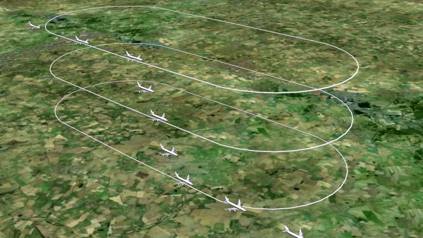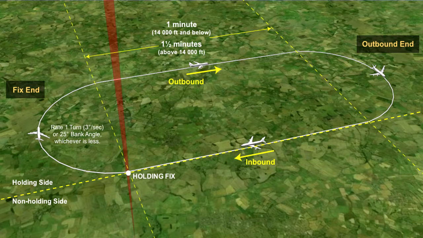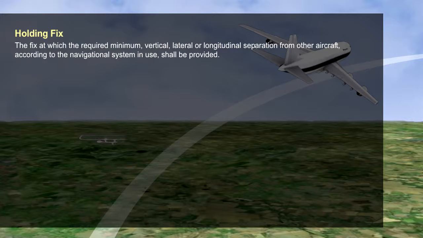The approach controller controls any holding procedure which is required as part of the arrival procedure leading to an aerodrome instrument approach. This control, remember, may be delegated to a radar controller. All holds will be conducted in accordance with the authorized and published procedures. But listed here are some definitions. The holding fix: the point at which the required minimum vertical, lateral, or longitudinal separation from other aircraft, according to the navigational system in use, shall be provided.